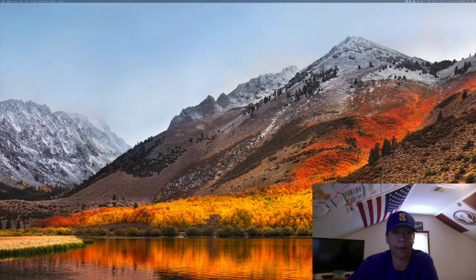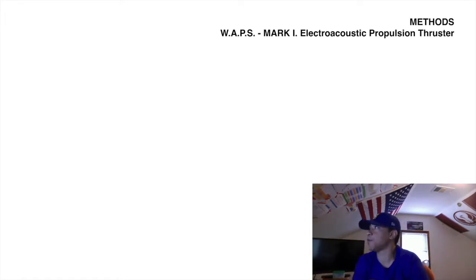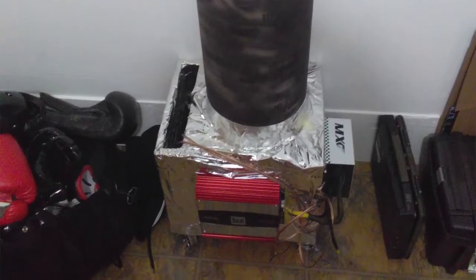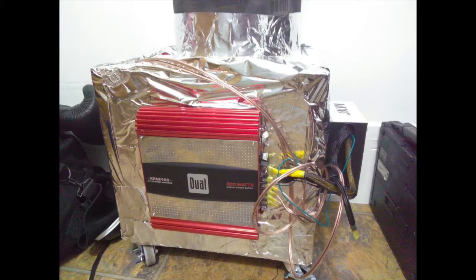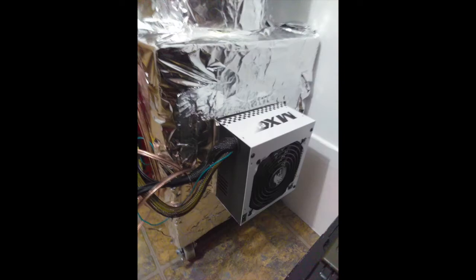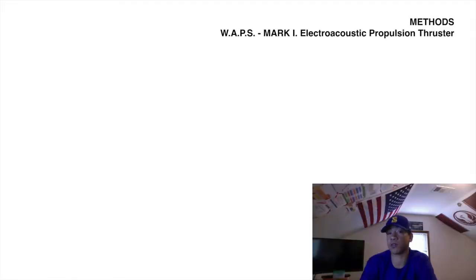So next, we're going to give you some of the methods for our wave-assisted propulsion system Mark I, the Electroacoustic Propulsion Thruster. I have some pictures here that I can throw in, and also some links so you guys can see a little bit more about that on GitHub and such. Basically, I'm going to give you a brief overview of how this system works.